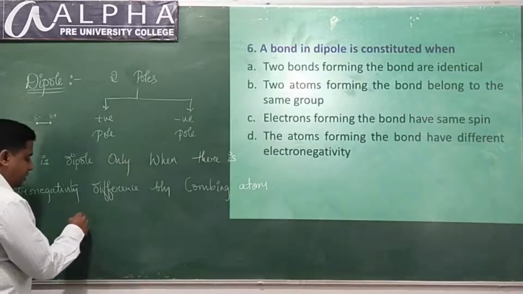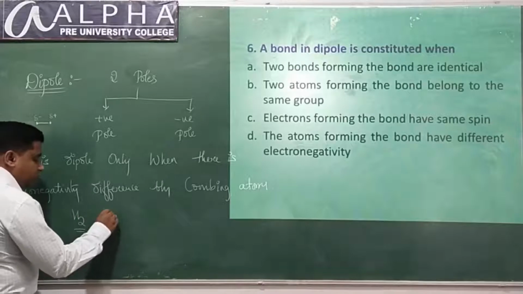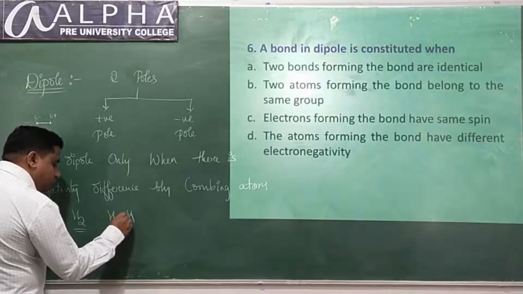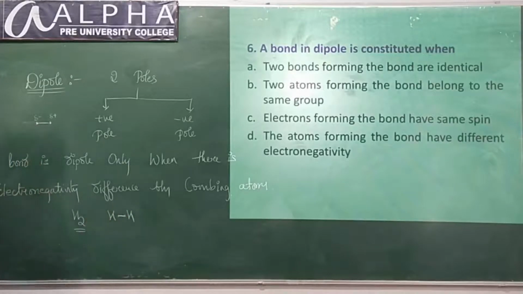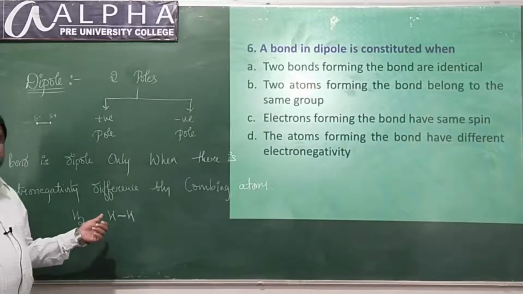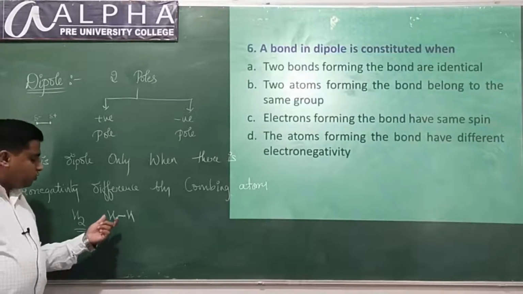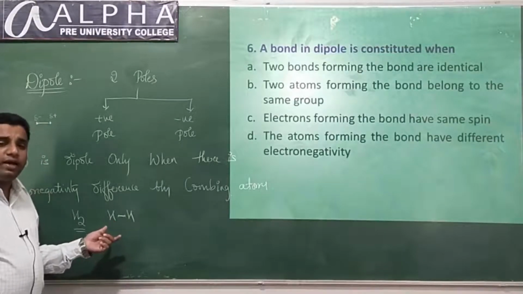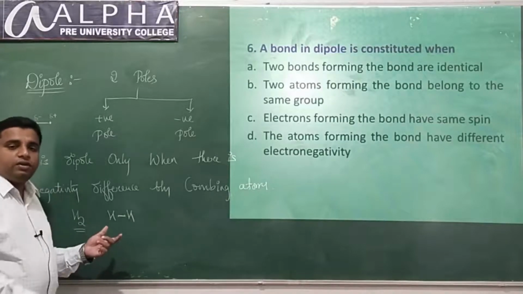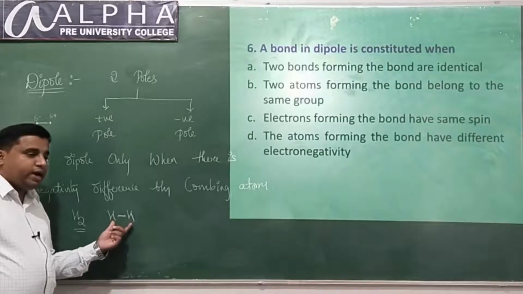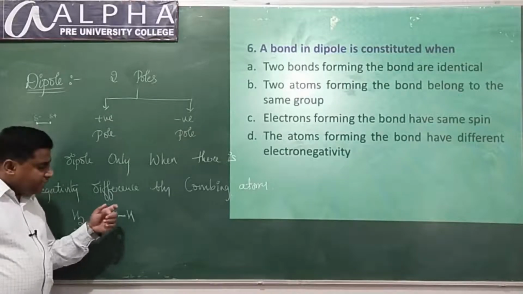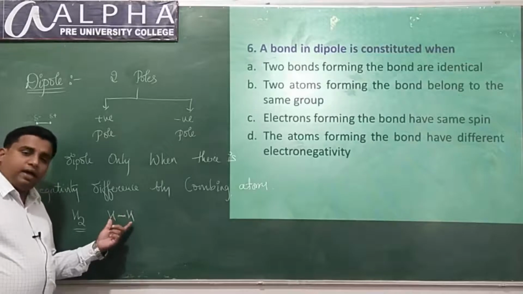Say for example, if I consider the hydrogen molecule, there is a covalent bond between the two hydrogen atoms. Am I correct? Now is this bond dipole? No, this bond is not dipole at all. Why? Because both the hydrogen atoms are equally electronegative. There is no electronegativity difference between the two hydrogen atoms. The electronegativity of this hydrogen is the same as that of this hydrogen. So the bond is not dipole.